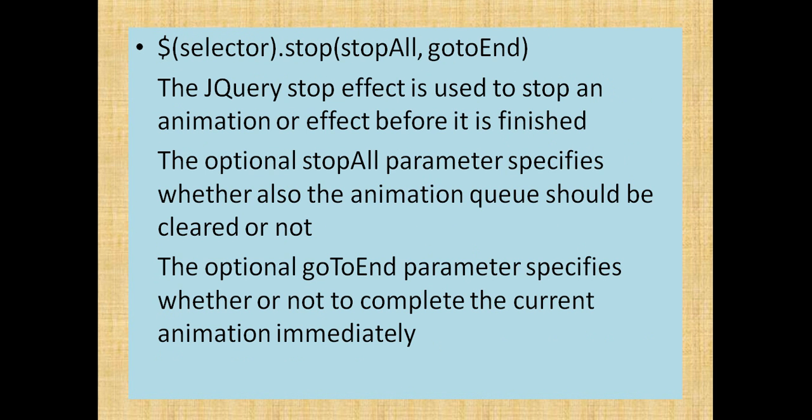The next effect that we will be studying is the stop effect. The jQuery stop effect is used to stop an animation or effect before it is finished. It takes two optional parameters, stopAll and goToEnd. The optional stopAll parameter specifies whether also the animation queue should be cleared or not. The optional goToEnd parameter specifies whether or not to complete the current animation immediately. Let's see how we use this.